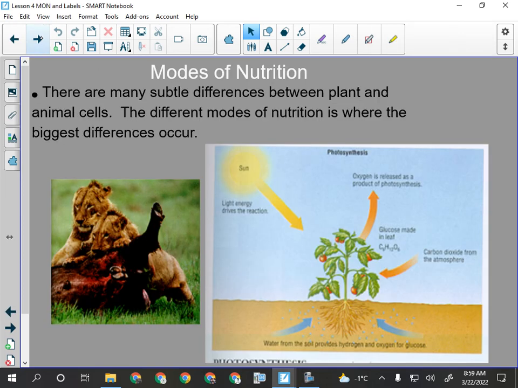Okay, so lots of subtle differences between plant and animal cells, and it's the different modes of nutrition where the biggest differences occur. Right, so obviously, if you're a lion, you eat wildebeests and other things that you hunt. Okay, and if you're a tomato plant, you sit in the sun and make your own food.